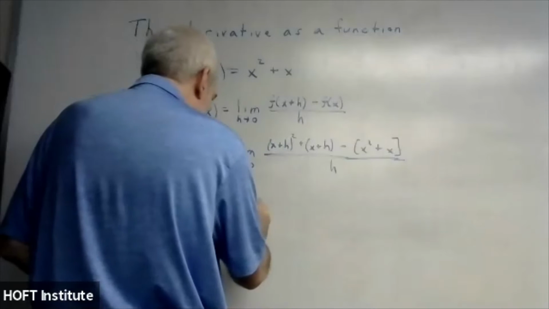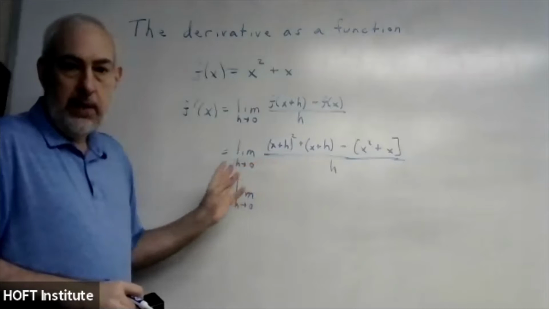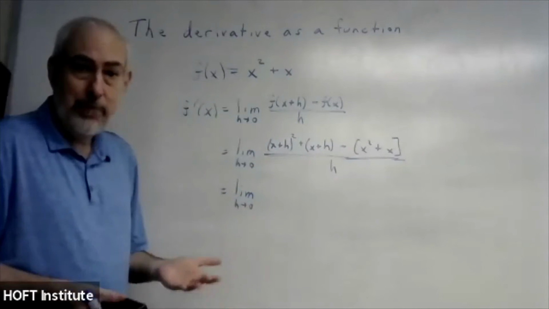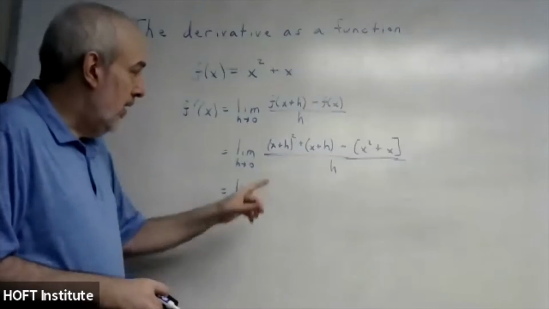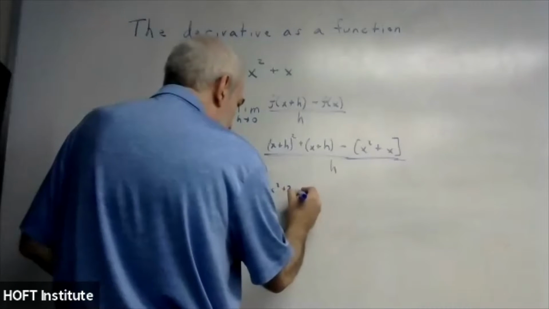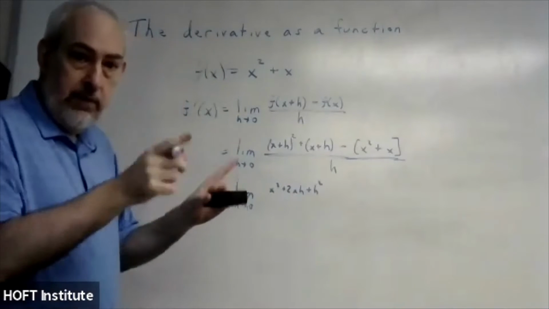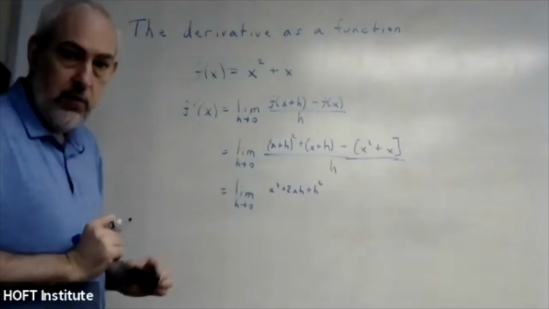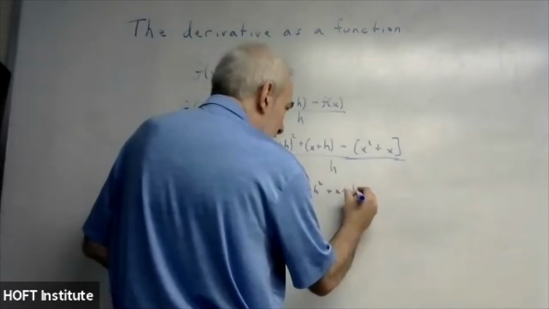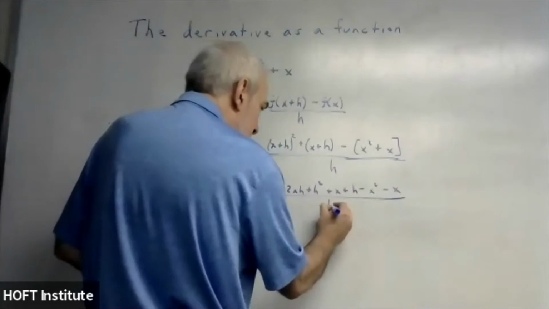Now, by the way, you can't just jump the gun and try to plug in h equals 0. It'll turn out that it'll be 0 over 0, which is indeterminate, which means you need to simplify. So we need to simplify this. Squaring that term gives us x squared plus 2xh plus h squared. And the 2xh comes from the product of the inner and the outer, if you were to write it twice and FOIL it. Okay, and then plus x plus h minus x squared minus x.